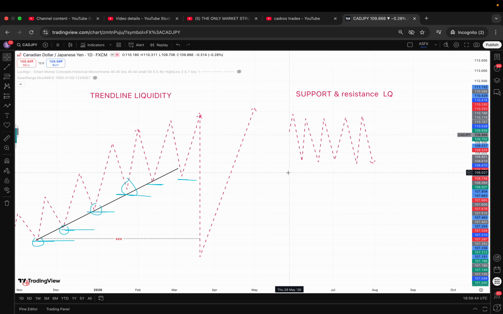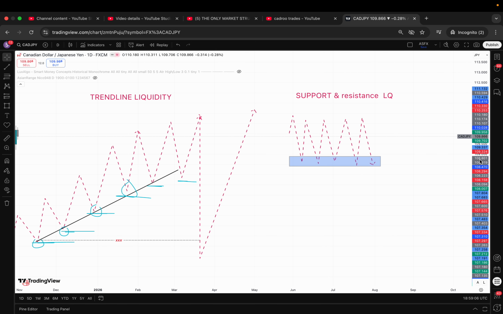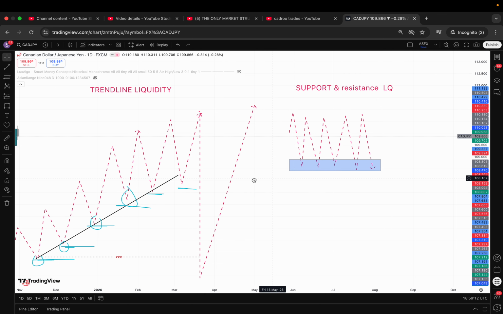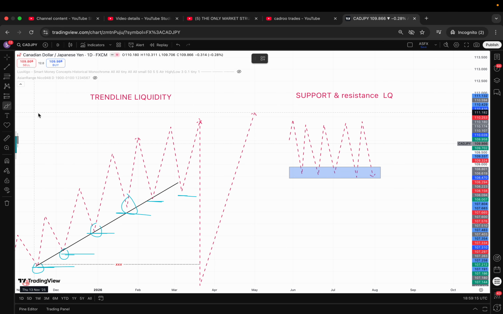Let's say the market is respecting a certain level, a key level. Let me just quickly illustrate this for you guys so you can see. Whenever price taps into a zone or an area multiple times, it is called support. First touch, second touch, third touch, fourth touch, fifth touch.